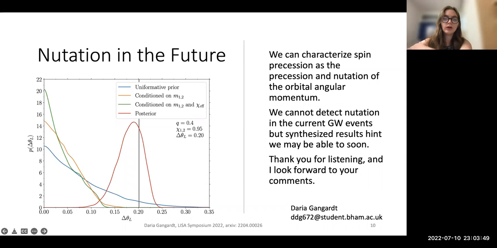However, one area for hope is that we did an injection of a maximally nutating event, which had a moderate mass ratio and high spins. And then we put it through the LIGO sensitivity curve for O4. And we found that in this case, if we have a maximally nutating event, we are able to constrain its posterior well away from its priors, regardless of how stringently conditioned those priors are, which gives us hope that in the future, if we have a maximally nutating event, we should be able to detect it.